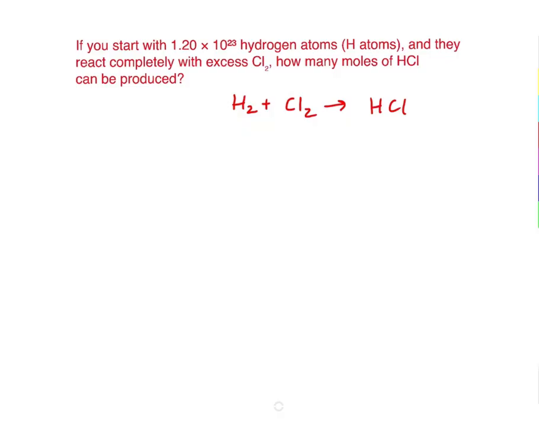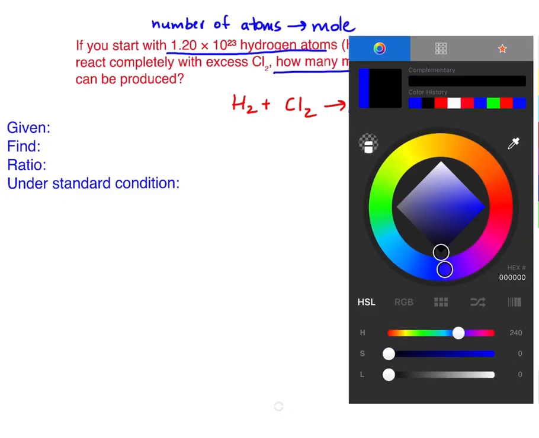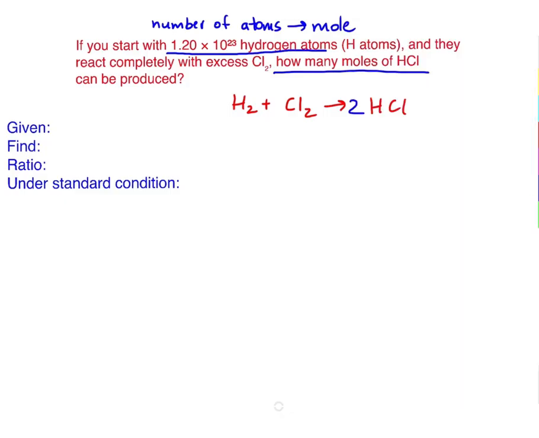So now it says if you start with 1.2 times 10 to the 23 hydrogen atoms, not the molecule, atoms, and they completely react with the chloride, how many moles of HCl can be produced? Now you have the number of atoms of hydrogen, and you need to solve for the moles of HCl. This one can be a little bit trickier, because they're not asking you the number of the molecules, but the atoms. And we start, of course, from balancing the equation. That's pretty easy.